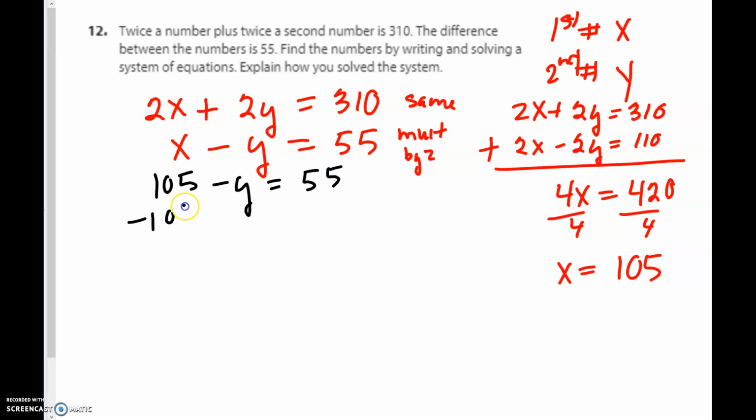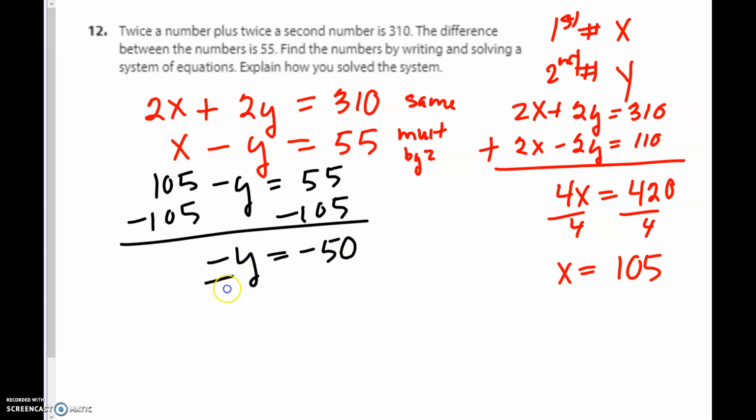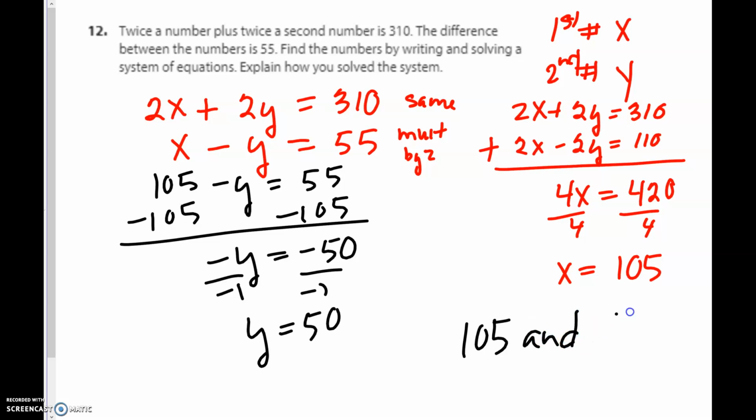So I'm going to subtract 105 from both sides. So when I do that, I get negative y equals, what's that, negative 50. So we're going to divide both sides by negative 1, and y equals 50. So the two numbers are 105 and 50. And what I did is I used elimination.